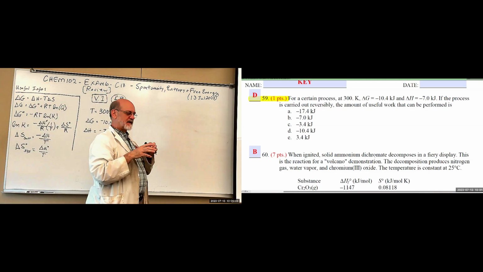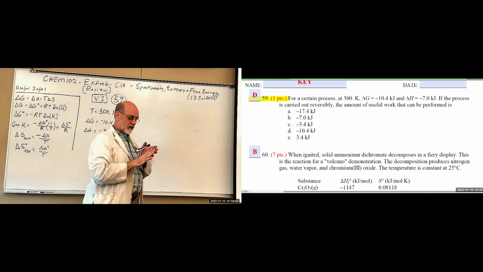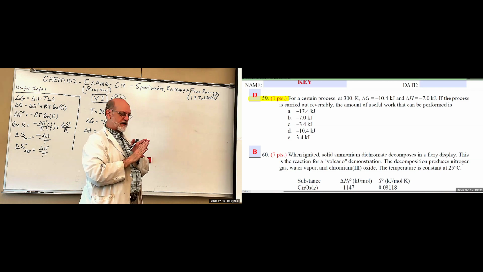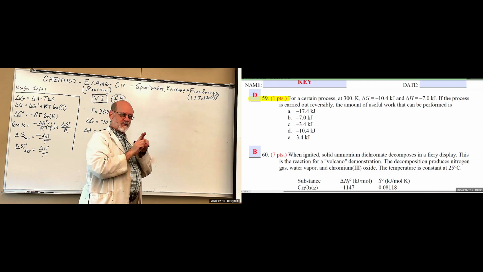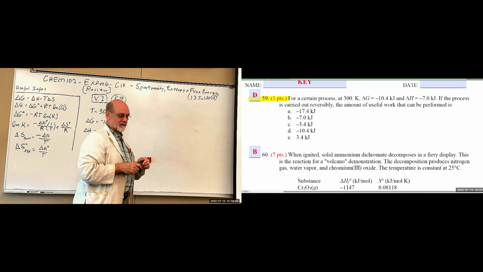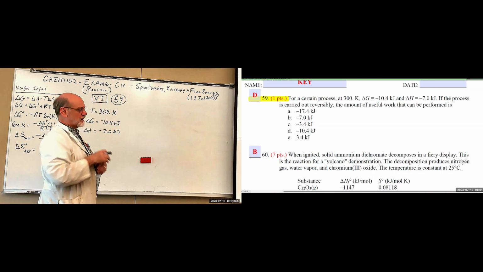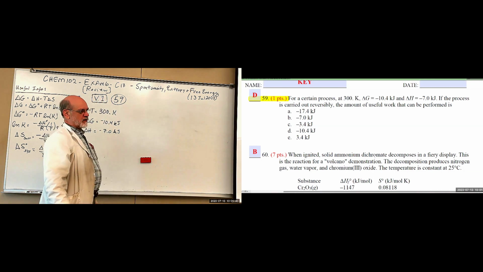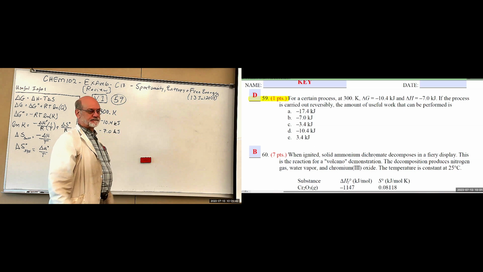Reversibility is theoretical. The only way that you can have a reversible process is if the increment of change is infinitesimally small. It's where you can just kind of wiggle back and forth between forward and reverse reaction. That's the ideal situation. Most reactions are irreversible in one direction.